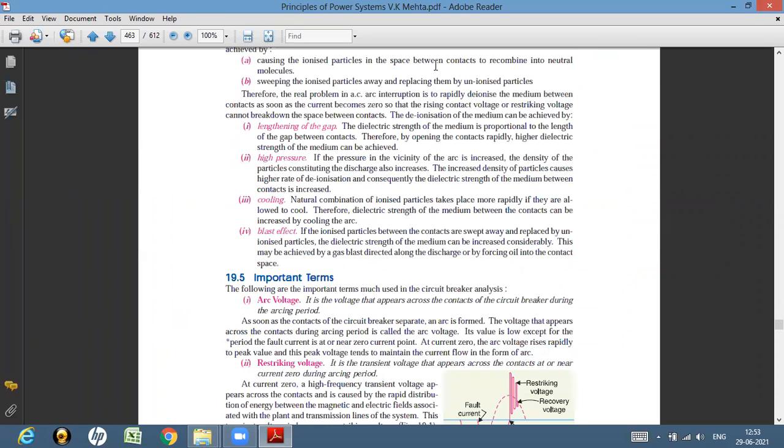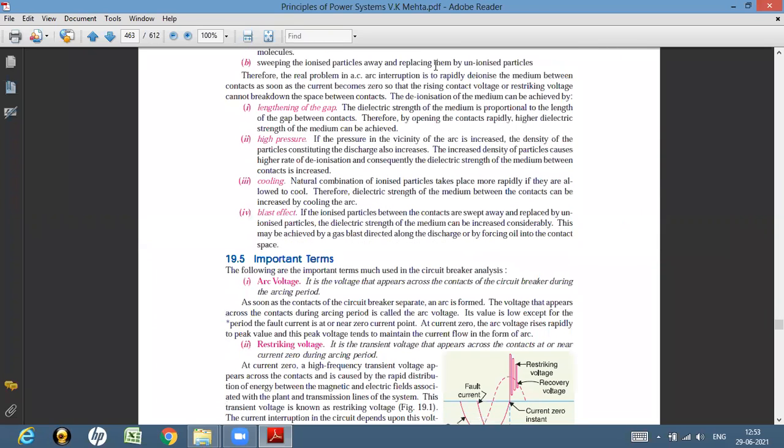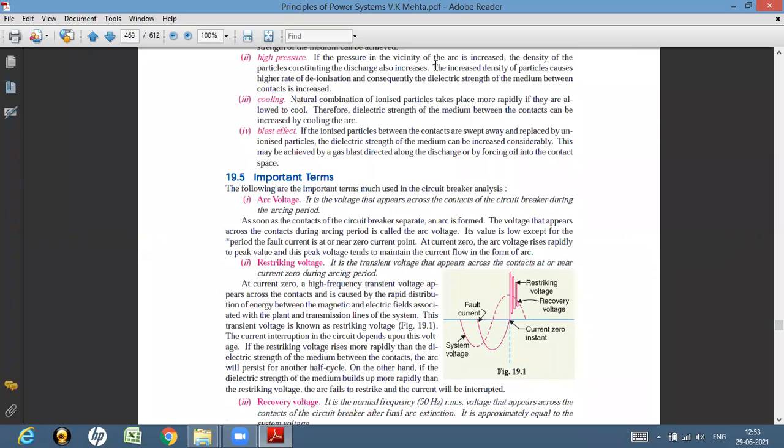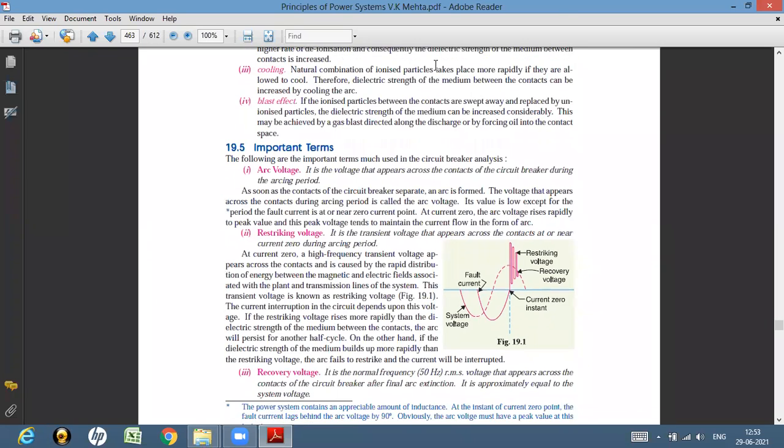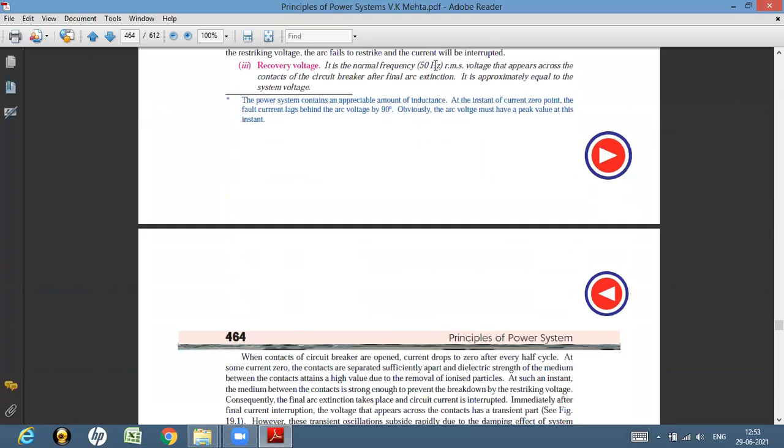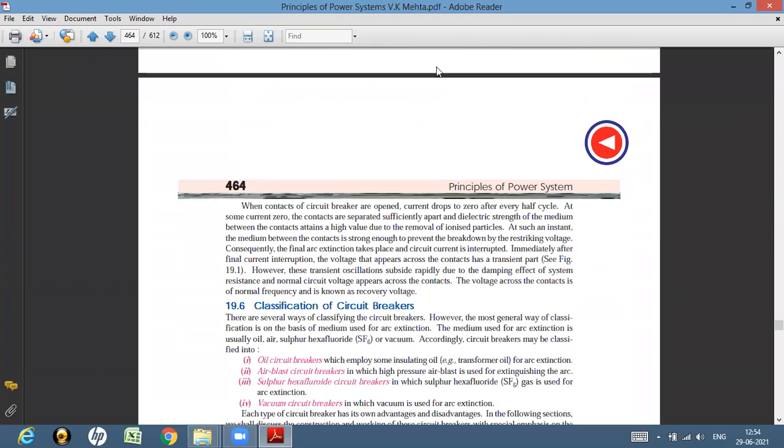In the next lecture, we will discuss some important terms used in circuit breakers, that is called arc voltage, restriking voltage, RRRV. These are certain terms that we use in circuit breakers. After that, we will go towards the classification of circuit breakers, like the oil circuit breaker, gas circuit breaker, air blast circuit breaker, as well as the vacuum circuit breaker. Okay. So now, if anybody has any doubt about today's lecture, he or she can ask me now.